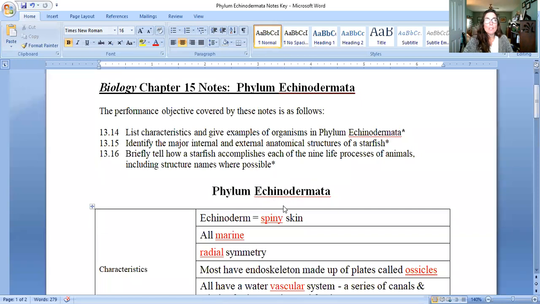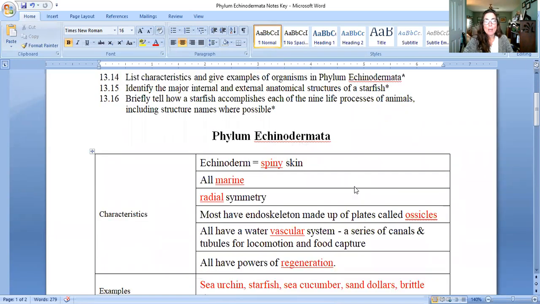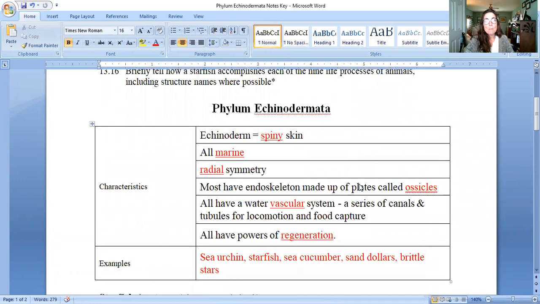All right, so again, this is the phylum Echinodermata, and hopefully, as you saw yesterday, this phylum includes many different examples, like those that are shown down here and those that I just mentioned to you, including sand dollars, which I didn't mention. Echinoderm literally means spiny skin, and that's because a lot of members of this phylum have little spines that stick up off of their endoskeleton and project through their skin that help in protection.